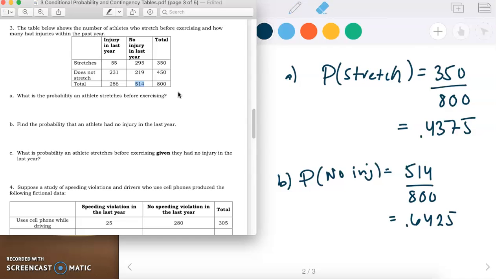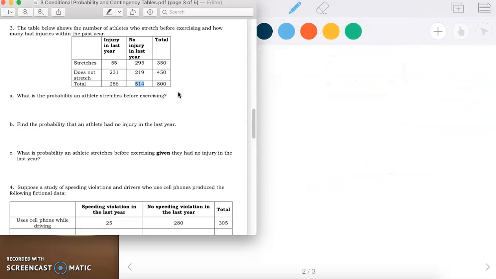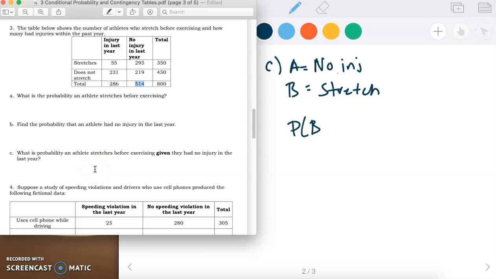All right, let's look at part C. So part C says, what is the probability an athlete stretches before exercise given they had no injury in the last year? So we're going to say, let's let A equal no injury. And we're going to let B equal, what did we say? Stretch. The athlete stretched. So now we're looking for the probability that an athlete stretches given A. Probability they stretch given A.